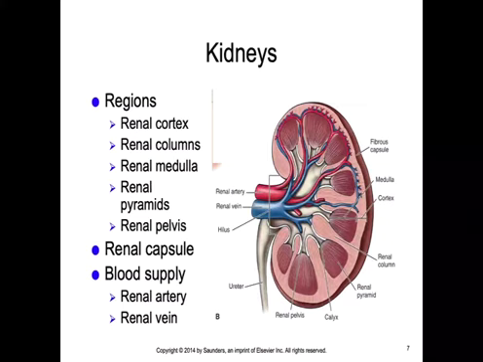The renal artery feeds into the segmental arteries. You can see those here and here and here. They feed into the interlobar arteries, here and here. Those feed into the arcuate arteries, which feed into the cortical radiate arteries here and here and here. And those feed into the afferent arterioles, which feed into the glomeruli, which feed into the efferent arterioles, which feed into the peritubular capillaries, which feed into the cortical radiate veins, into the arcuate veins, into the interlobar veins, and into the renal vein. And then that feeds into the inferior vena cava.